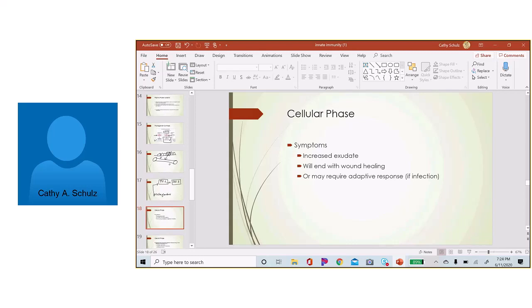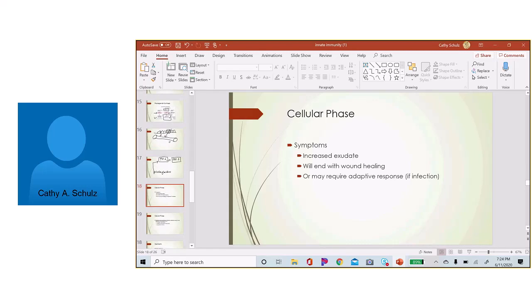But there will definitely be an increase in the amount of exudate during the cellular phase, because this is when we get more of the non-specific cells of the innate immune system to the area, which is why it's called the cellular phase. And there will be an increase in exudate, and by getting more of these cells, we could begin either healing or we could connect to the adaptive third line of defense, which is acquired immunity.